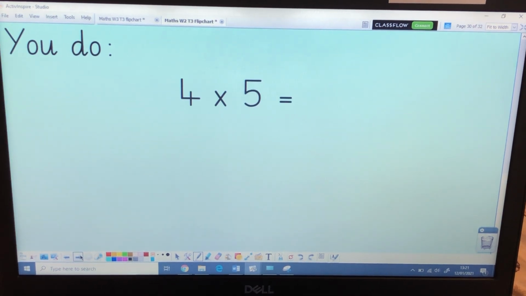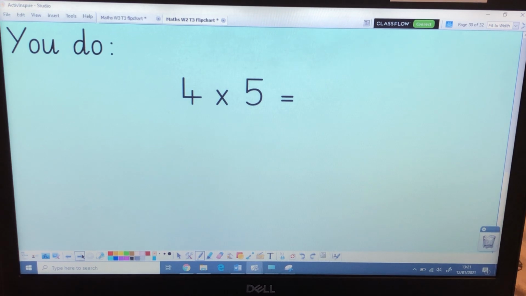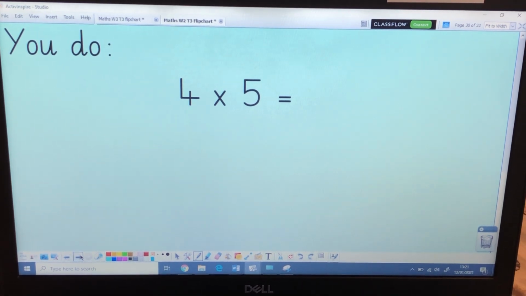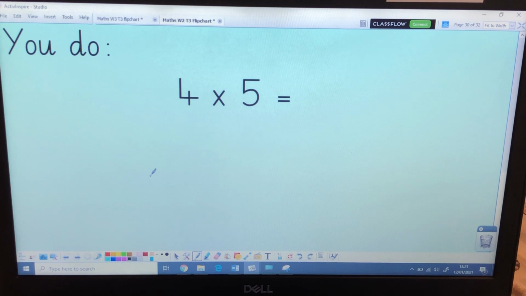Okay, I think you can have a go on your own now, because I've seen a lot of you on Seesaw manage to do this really well. So you're going to have a go at 4 times 5. So pause the video there, write your answer down, and Miss Burt is going to go through it now.